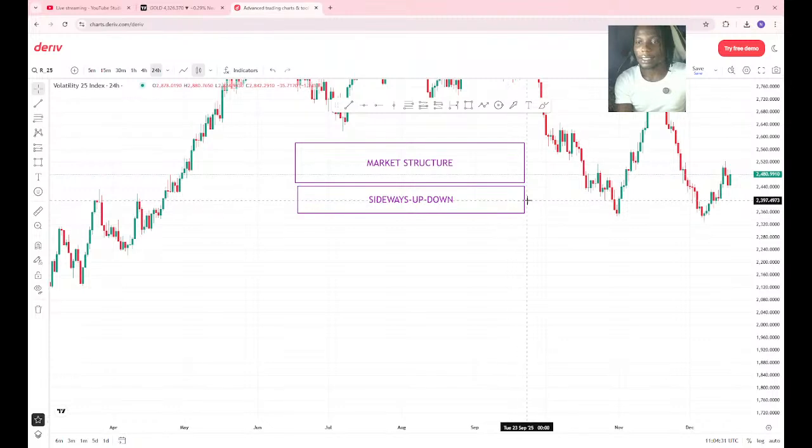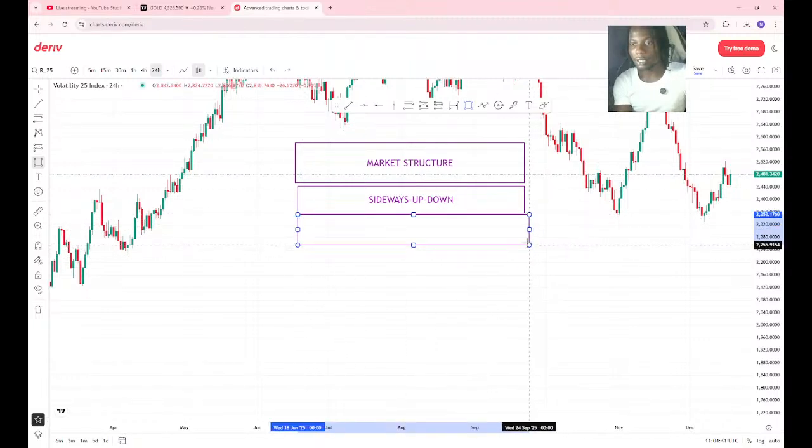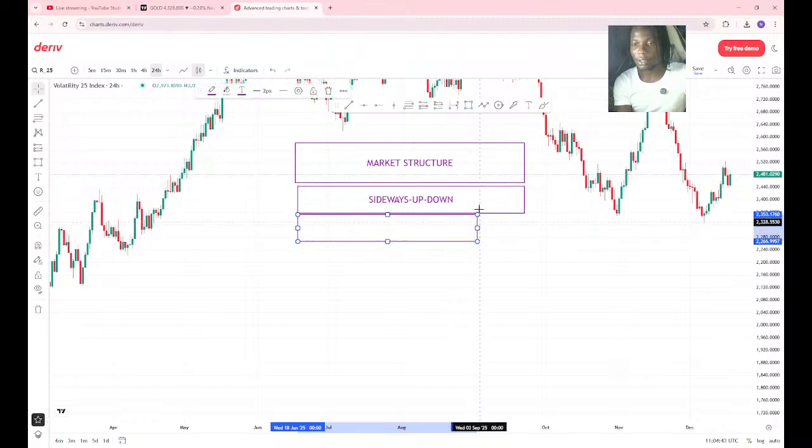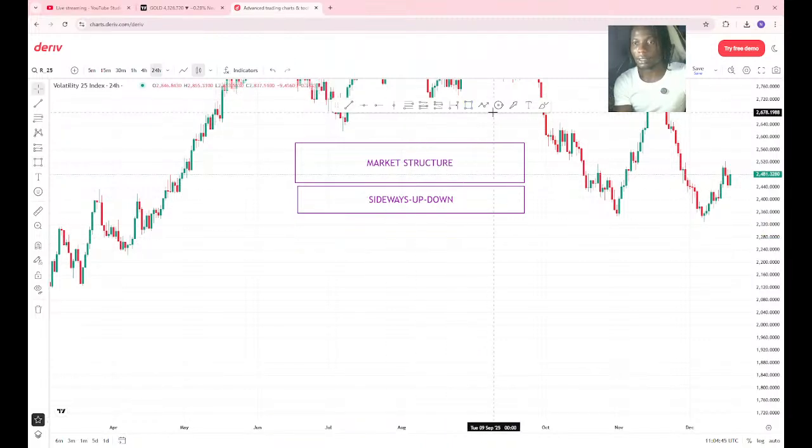So we said this is how the market moves. These are the structure moves: sideways. If the market is going, okay, let me take this box out. Let me take this box and shift it, something like this, so it will make more sense for others.